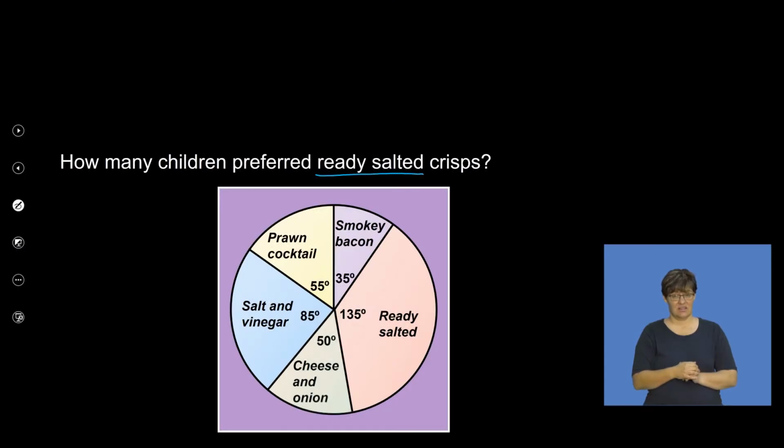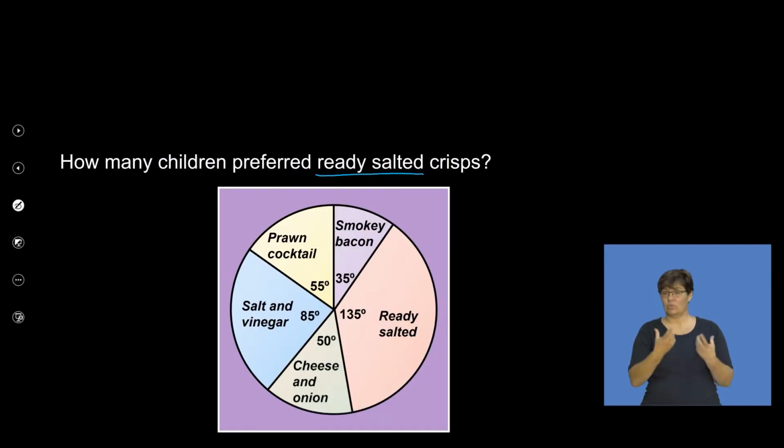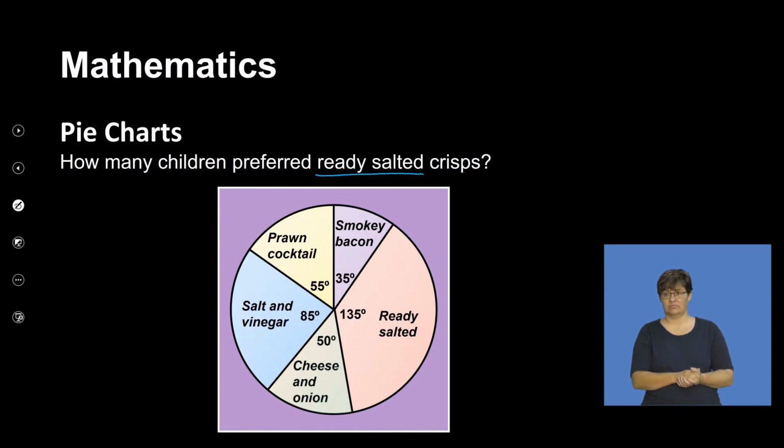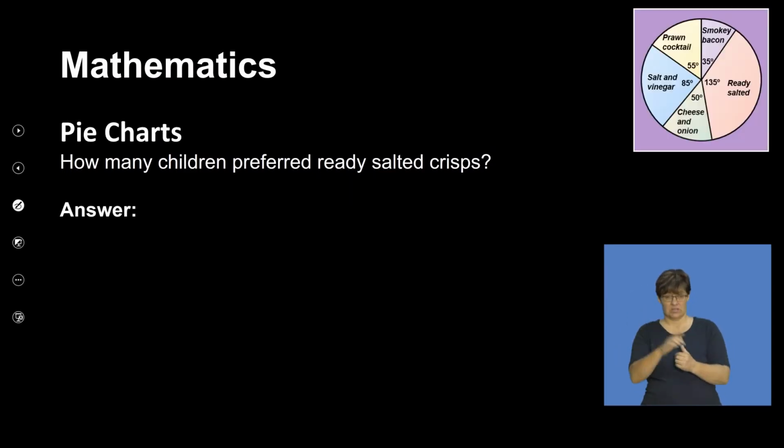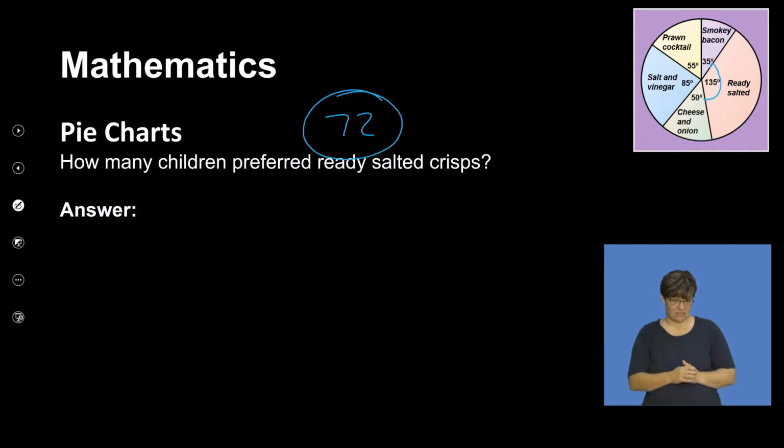So we know that for ready salted, we have 135. Are we all together? We have 135. So what we can do on our pie chart: we have 135 for ready salted, which is an angle. We have to convert that into how many children. We know that 72 kids took part in the survey. So what are we going to do?